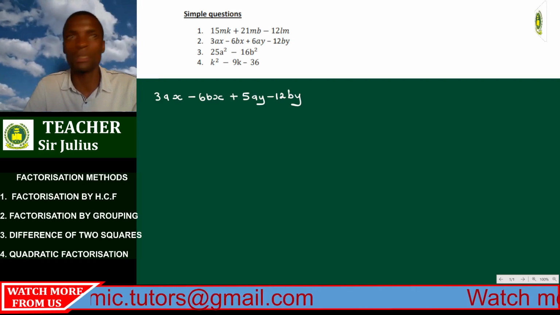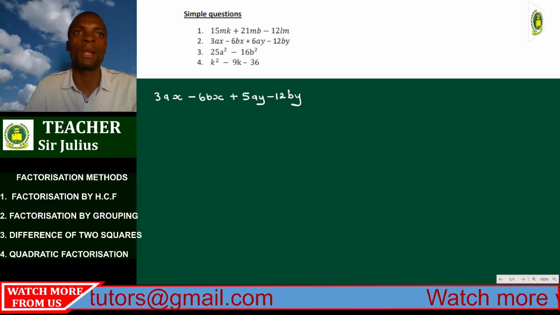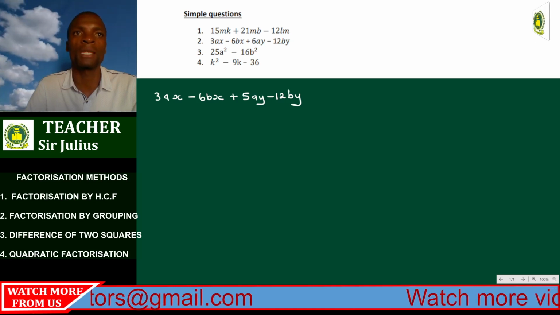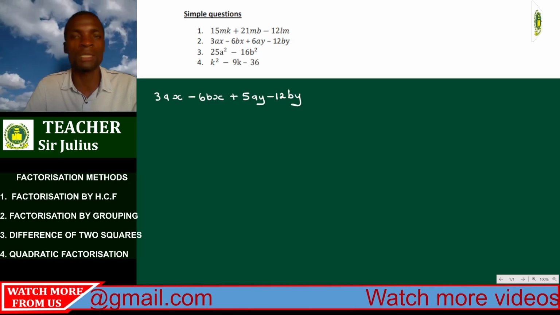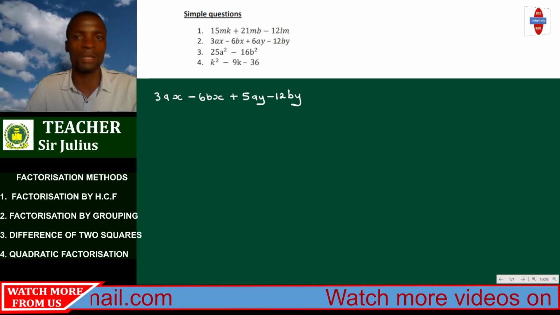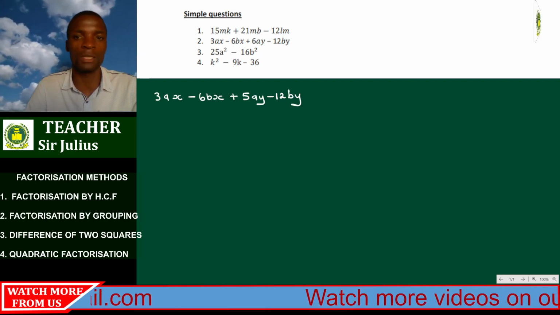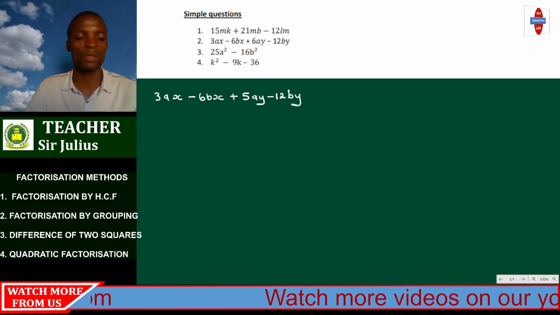I have got the question on the screen: 3ax minus 6bx plus 5ay minus 12by. So now this question, I'm going to use it as an example of how we factorize using the factorization by grouping method, which is method 2. Okay, now let me also give you the rules.